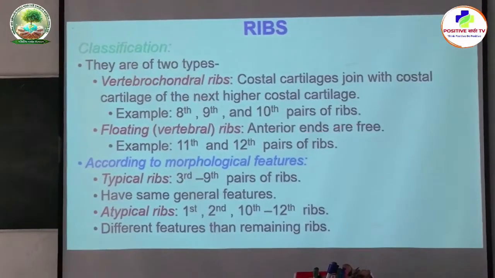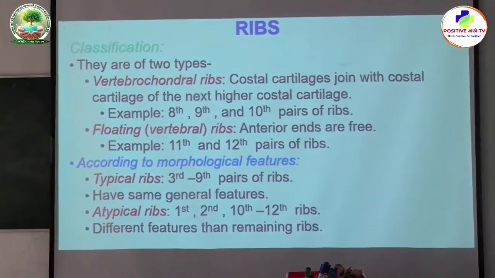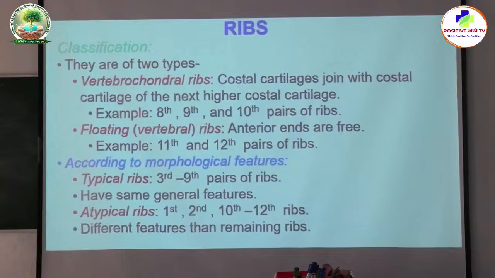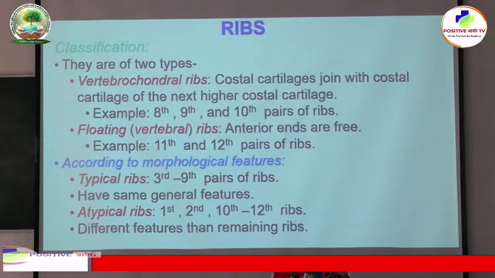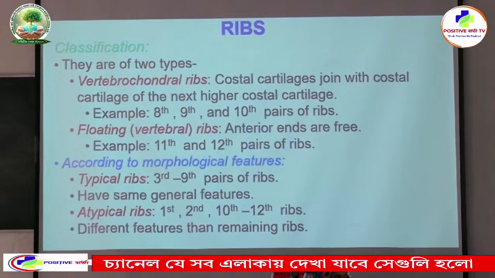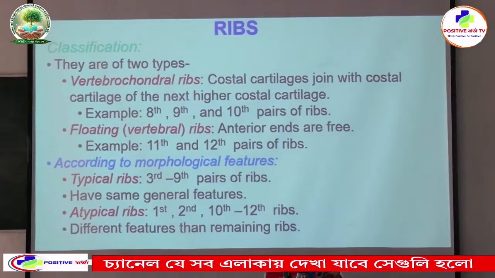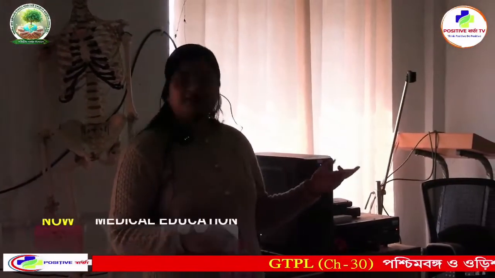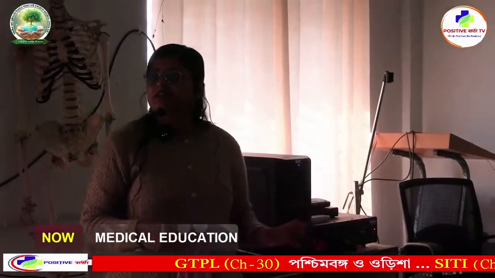These false ribs are again of two types, vertebrochondral ribs and floating or only vertebral ribs. This classification is very important. It is important for your viva. In bone stable axial skeleton, there will be vertebra and ribs and cranial bones. So for bone stable viva, this classification is very important.